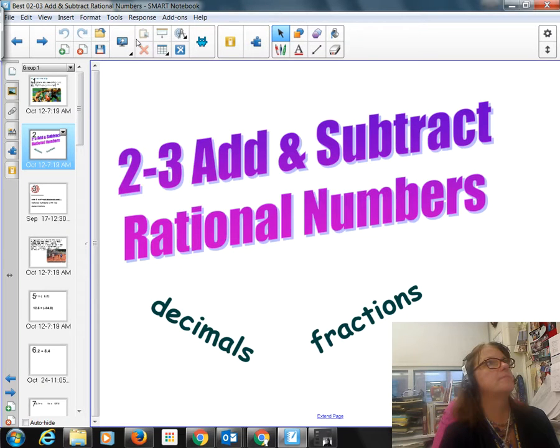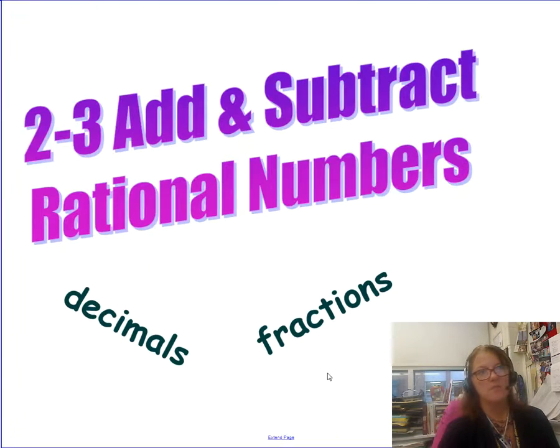Alrighty, here we go. Section 3. Make sure your notes reflect that, and the topic today is adding or subtracting rational numbers. Rational numbers, remember, means any number that can be written as a fraction. And anytime you write a number as a fraction, you can also write it as a decimal.